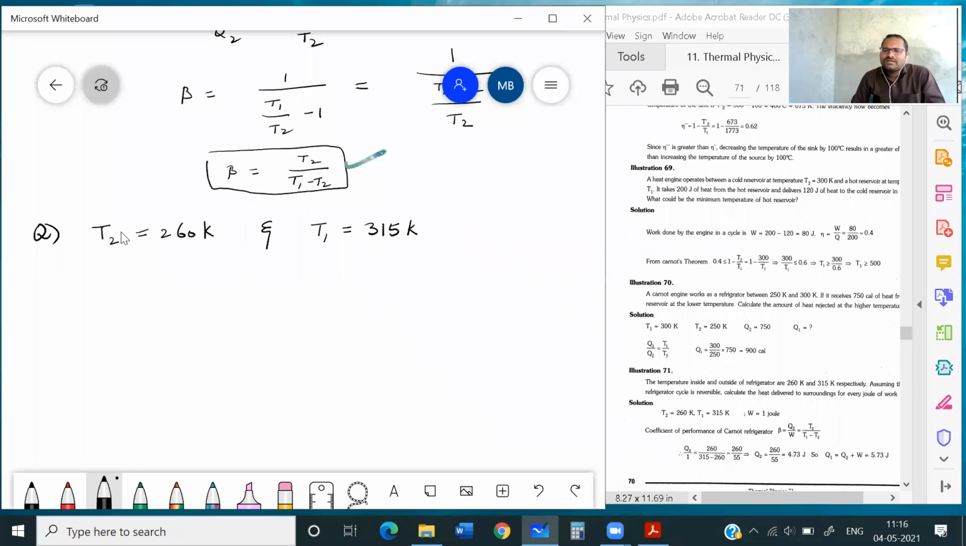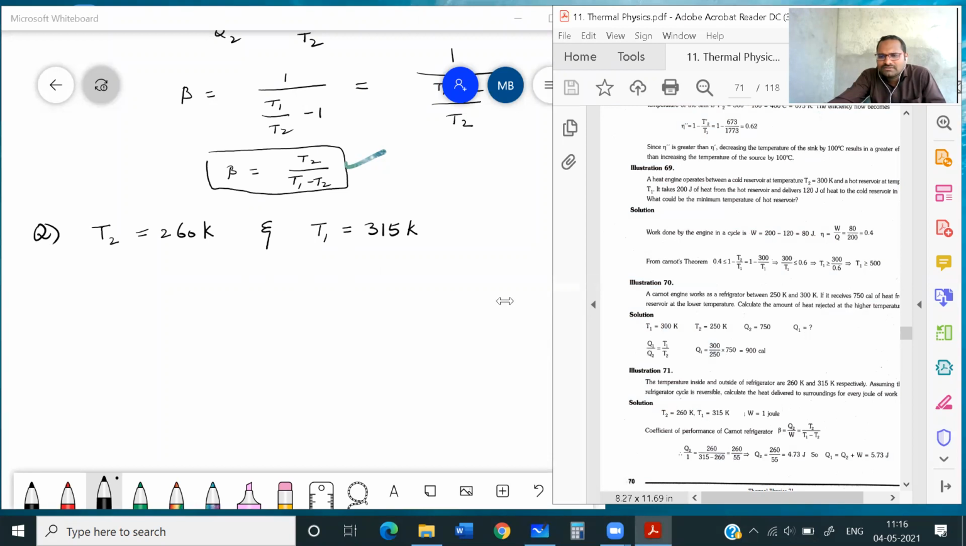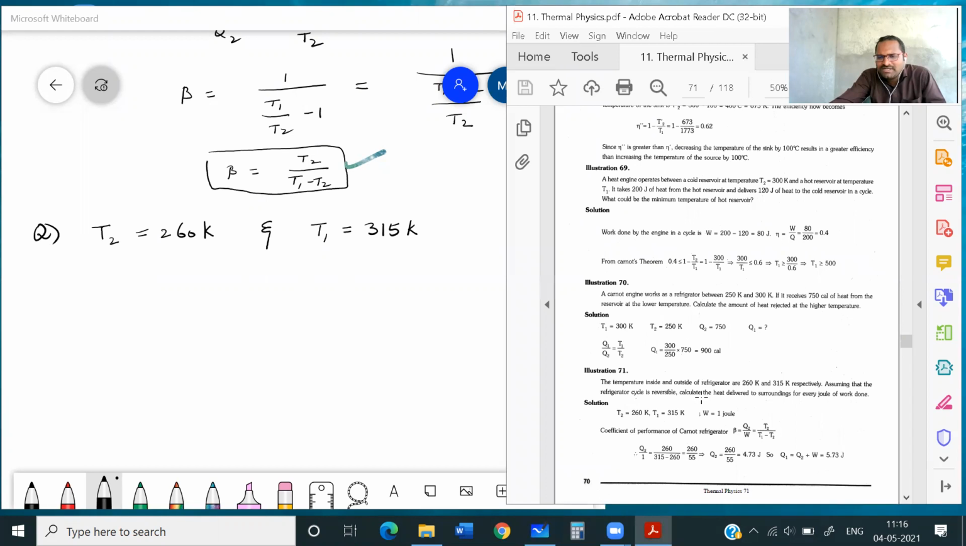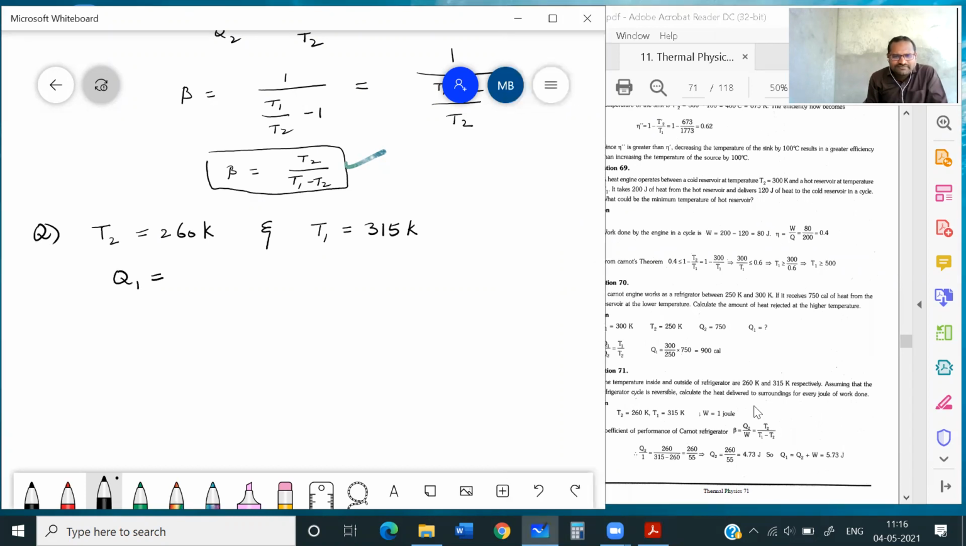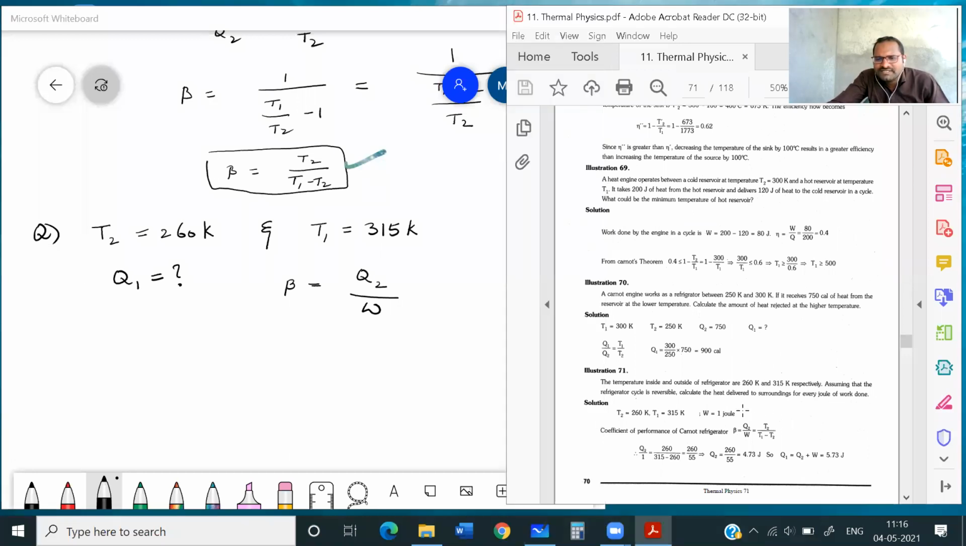Now what they're asking: assuming that the refrigerator cycle is reversible, calculate the heat delivered to the surrounding for every joule of work done. For finding this, we have one formula: coefficient of performance beta is equal to the heat energy extracted from the sink upon the work performed. They are asking how much work it is performing.